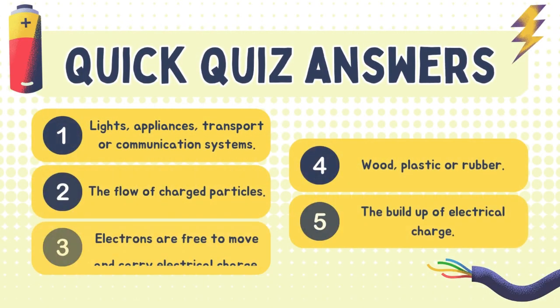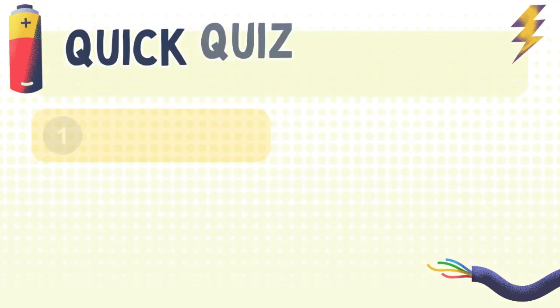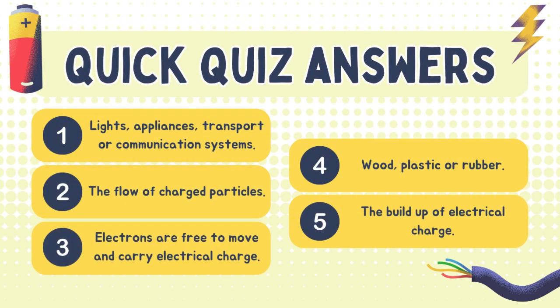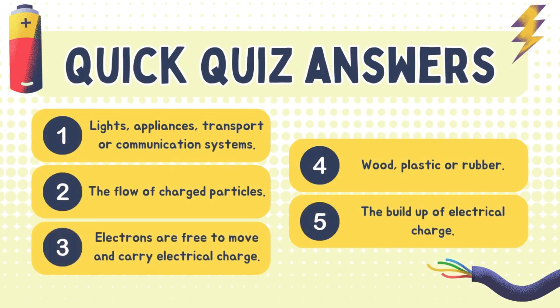Quick quiz answers. 1. Lights, appliances, transport or communication systems. 2. The flow of charged particles. 3. Electrons are free to move and carry electrical charge. 4. Wood, plastic or rubber. 5. The build-up of electrical charge.